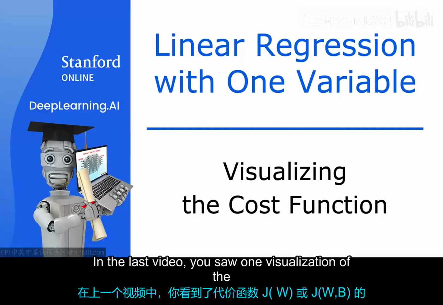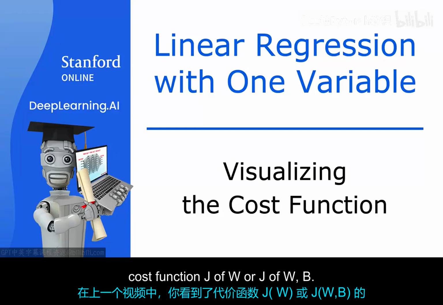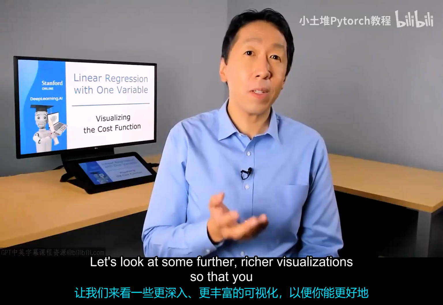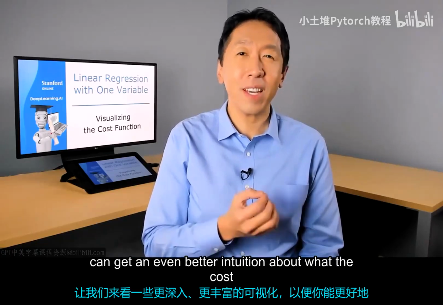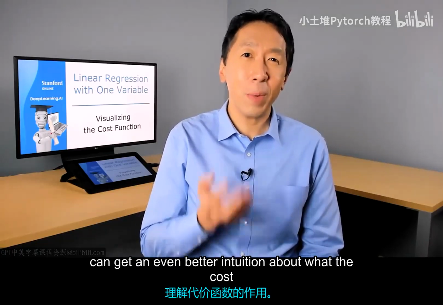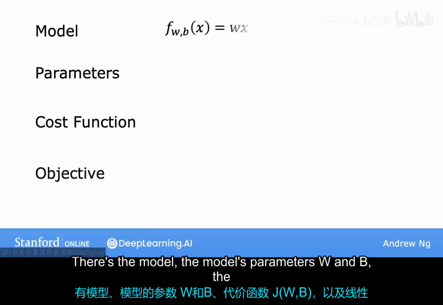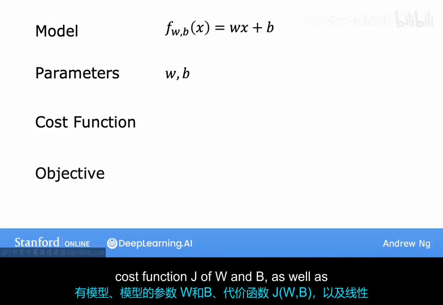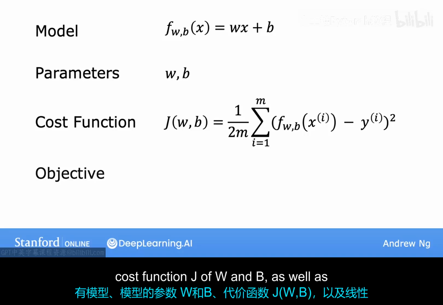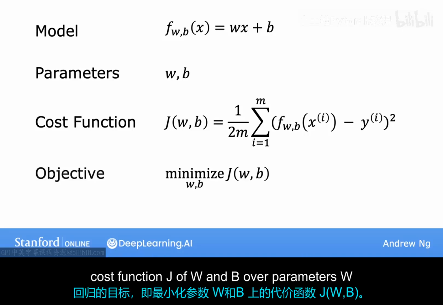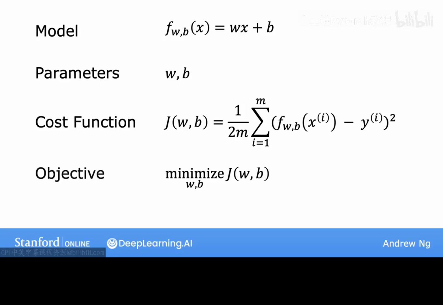In the last video, you saw one visualization of the cost function J of w or J of w, b. Let's look at some further, richer visualizations so that you can get an even better intuition about what the cost function is doing. Here is what we've seen so far. There's the model's parameters w and b, the cost function J of w and b, as well as the goal of linear regression, which is to minimize the cost function J of w and b over parameters w and b.